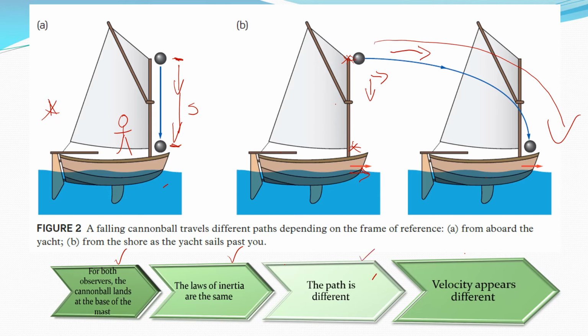However, the path is different, hence the velocity appears to be different, because it's happening in what appears to be the same amount of time. The one person standing on the shore sees the cannonball travel a greater distance in that time, and we know that the velocity is the displacement over time. All right. This is bigger, this is the same. It's going to change, make it appear like it's traveling faster with a greater velocity.